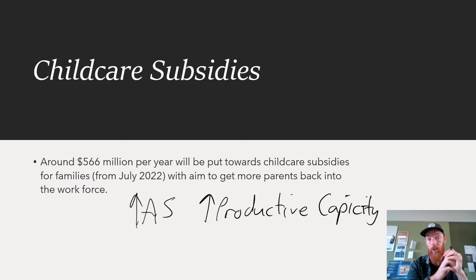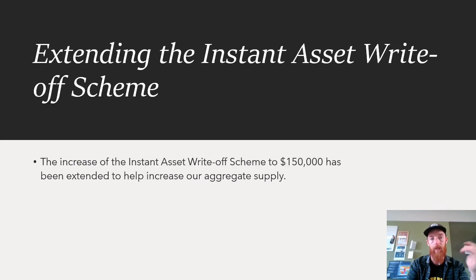Childcare is very expensive in Australia. There are some arguments about the effectiveness of how this policy is being put out, but that's the aim of it, is that if we make childcare cheaper for households, they'll be more likely to put the children into childcare, return to the workforce, and then we can have a higher productive capacity and more production overall.